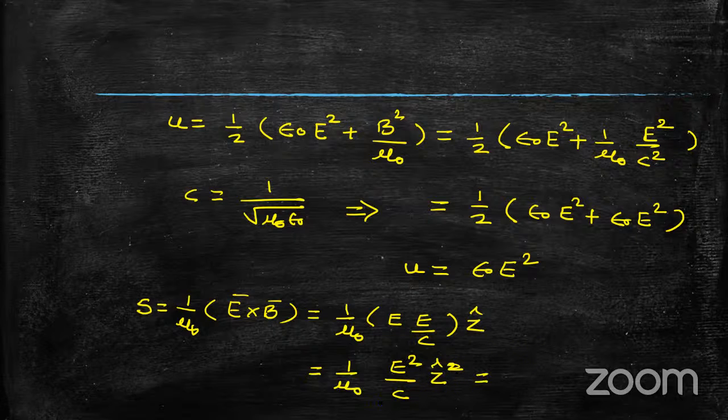Now we got mu 0 also, and C. We know that C is 1 upon root of mu 0 epsilon 0, right? So we can even do that also. We know mu 0 is there in C. So we can just try to add that by some way.